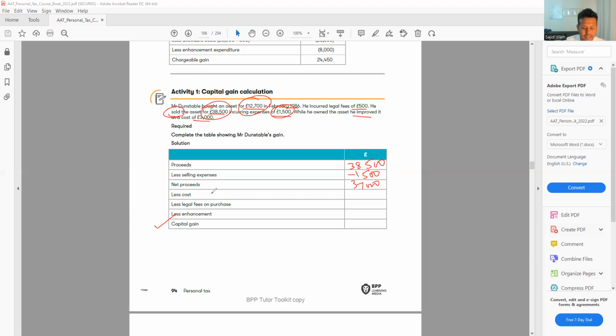Then less the cost. With the cost, we have 12,700. That's my original purchase cost, 12,700. Then you have a legal fee on purchase. The legal fee is 500. This is all minus. Less enhancement, we made some enhancement. This is 3,000, minus 3,000. And that will give me the capital gain, that is 20,800. That's my capital gain. It's quite straightforward, so there's no complication here. Let's move to the next one then.